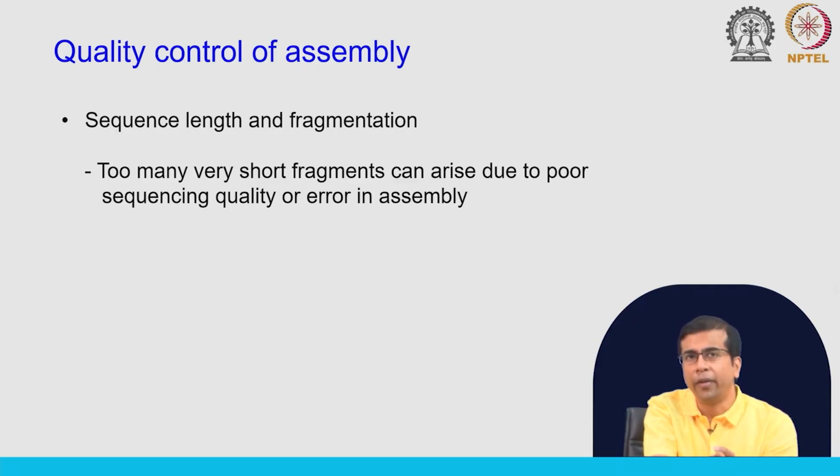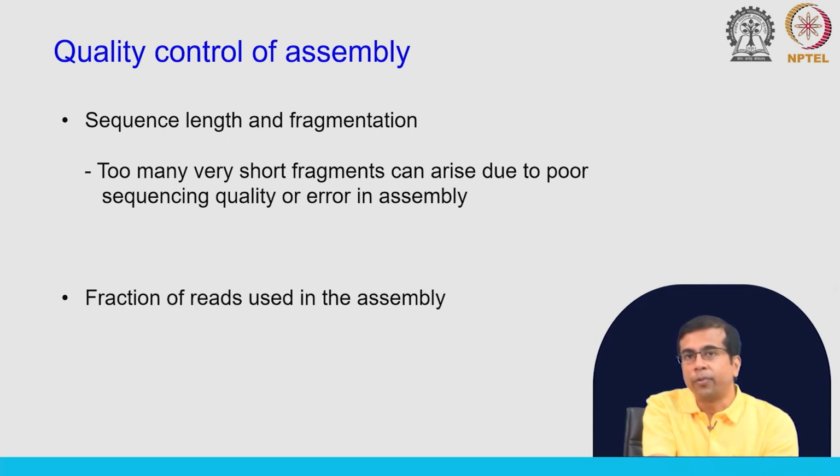If you have too many very short fragments, this could be an indication that the assembly was not very successful. This can be due to sequence quality, or there could be some issue with the assembly process itself, because of some peculiarity of the data, so the assembly process did not work very well. Another measure that we can also check is the fraction of reads that is used in the assembly. If the assembler used most of the reads, that is actually a good sign. The assembler could utilize most of the data for the assembly process. So, if you have higher utilization, that is a good sign that the assembly actually worked very well.